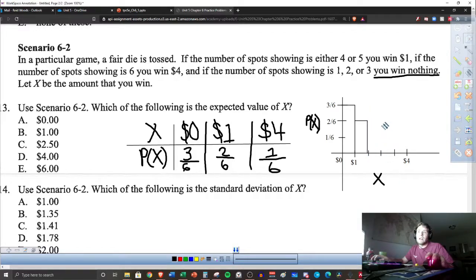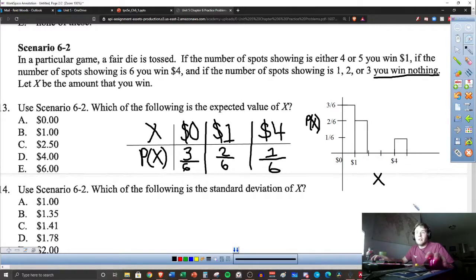That is 2 out of 6. And then finally getting $4. I need one more tick. I wrote 4 at the wrong spot. 4 is actually here. $4 is going to be 1/6.